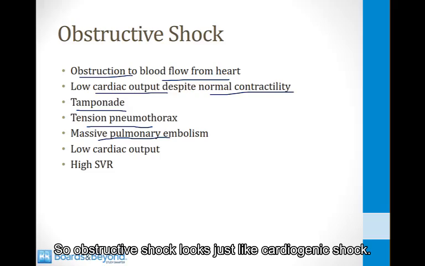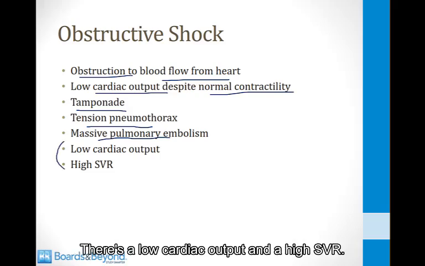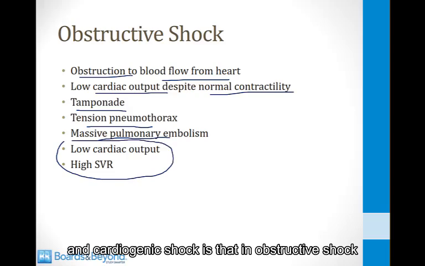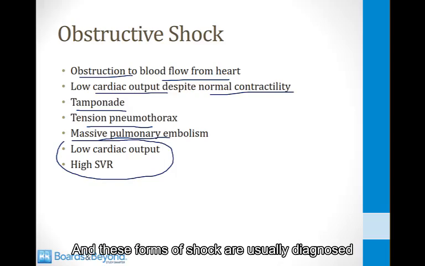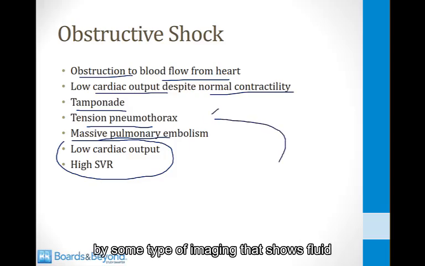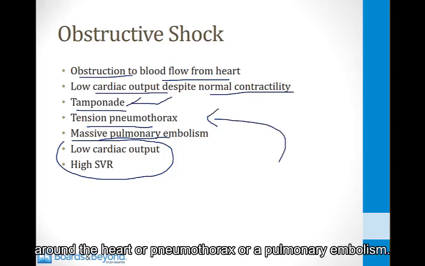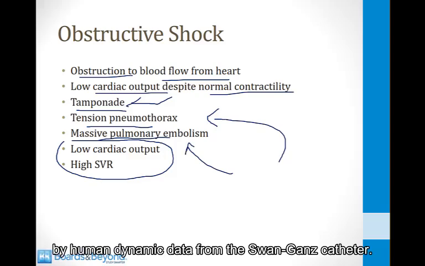So obstructive shock looks just like cardiogenic shock. There's a low cardiac output and high SVR. The difference between obstructive shock and cardiogenic shock is that in obstructive shock, the ventricles are working normally, and these forms of shock are usually diagnosed by some type of imaging that shows fluid around the heart or pneumothorax or a pulmonary embolism. They are usually not diagnosed by hemodynamic data from the Swan-Ganz catheter.